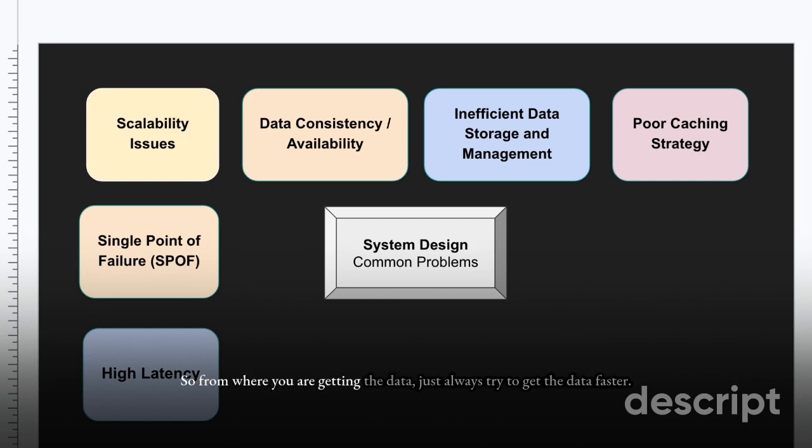So from where you are getting the data, just always try to get the data faster. So always try to store your data as near as possible to your end user.